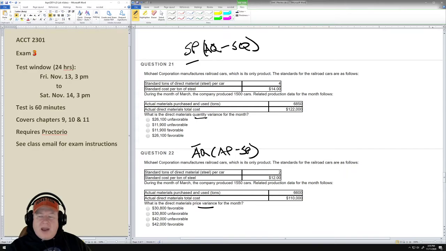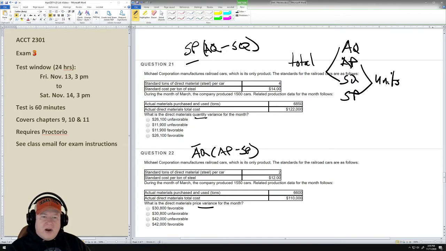And how I do it is I actually map out actual quantity, actual price, standard quantity, standard price. And remember, quantities are totals. What's the total quantity? And price is the units, right? We remember that. So if I go through here and I map out all these things, let's take a look here. Question 21. Kind of going through and taking a look.